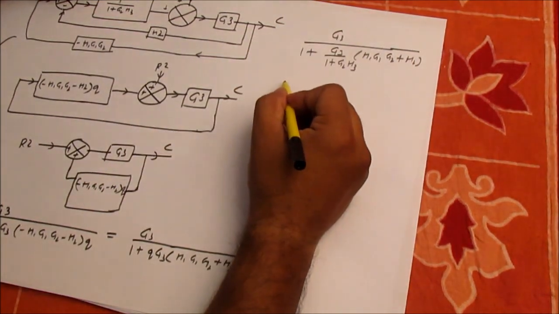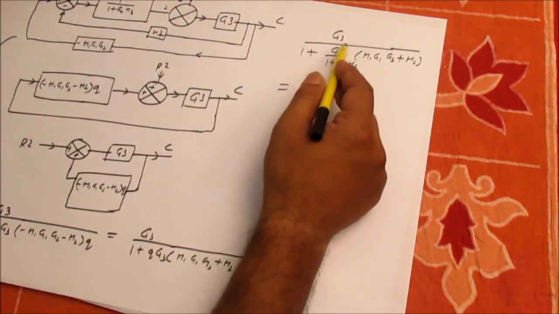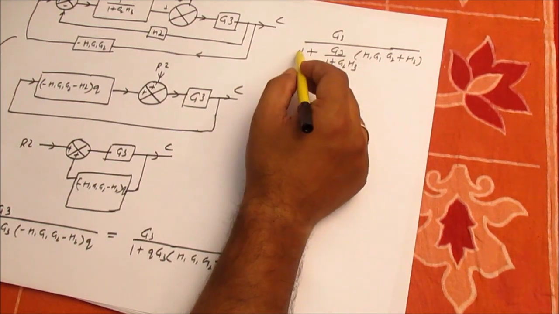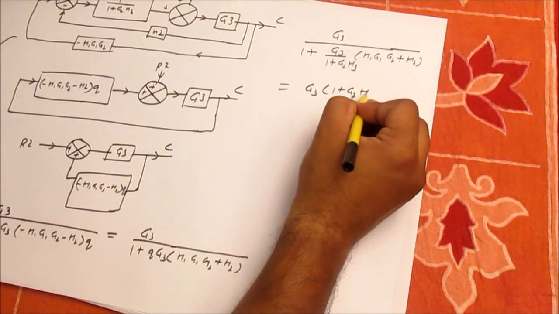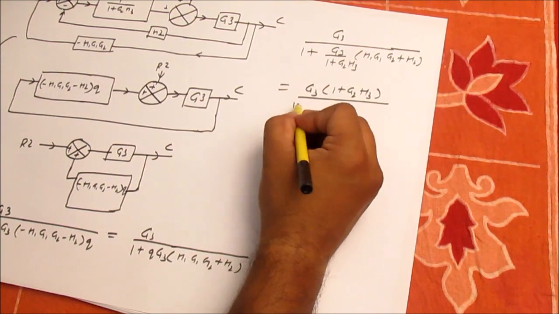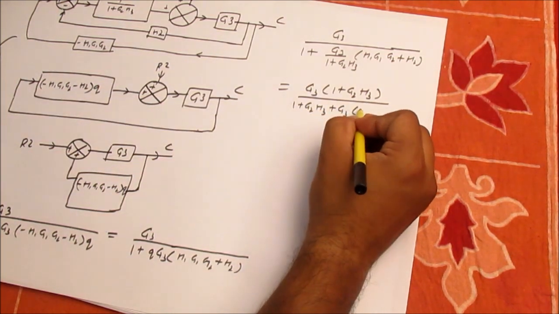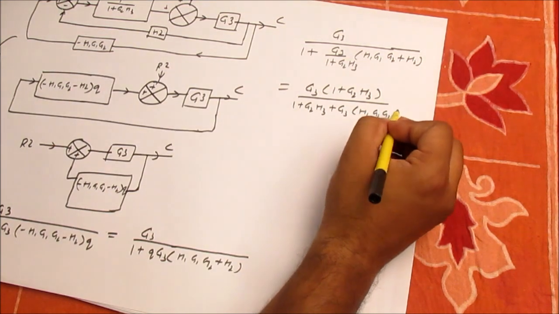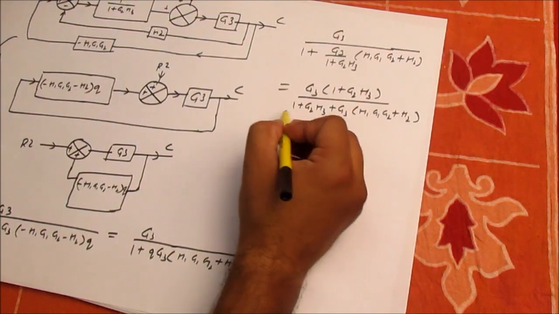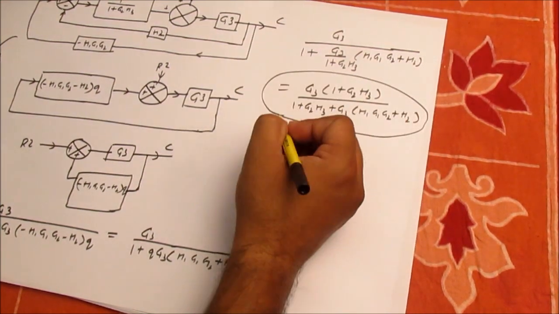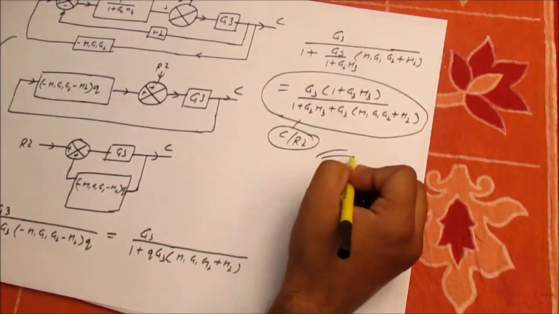Okay, now I will take this term into the numerator position here, and I will take this term here also. So it will be G3 into 1 plus G2H3, divided by 1 plus G2H3 plus G3 into H1 G1 G2 plus H2. So this is my transfer function for C by R2.